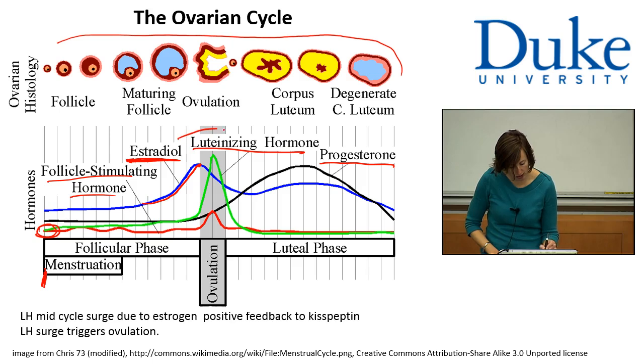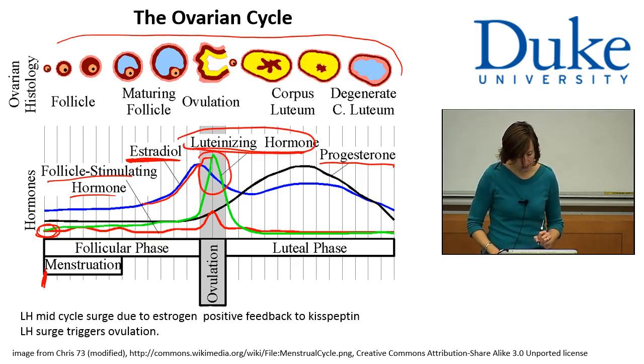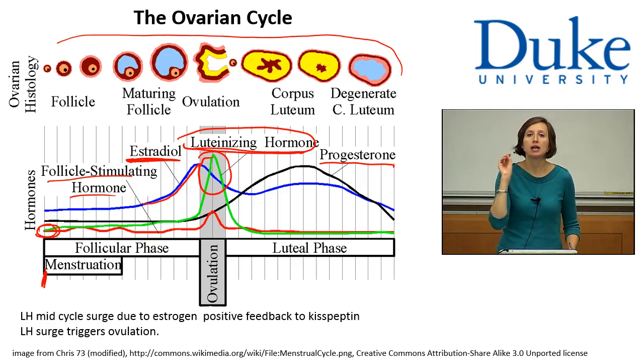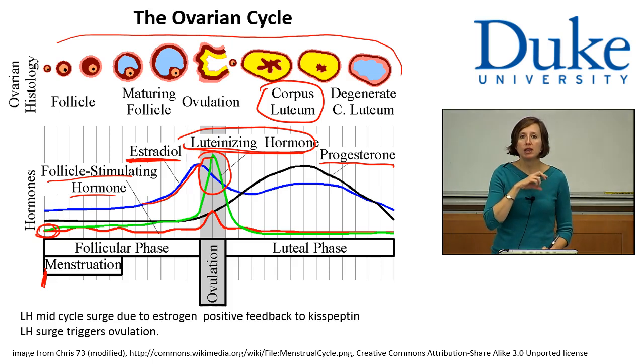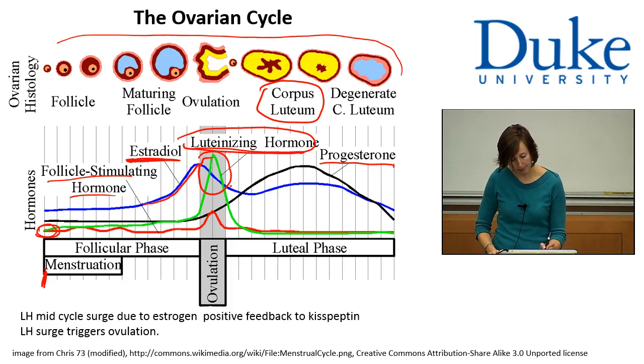So that's what's shown in green right here, this LH surge, which triggers ovulation, the release of the egg, and causes corpus luteum formation, where the granulosa cells and theca cells that remain are going to continue to make estrogen, as shown right here, but then also increase dramatically the amount of progesterone made.